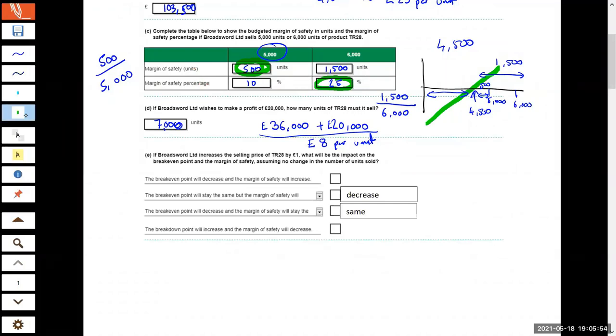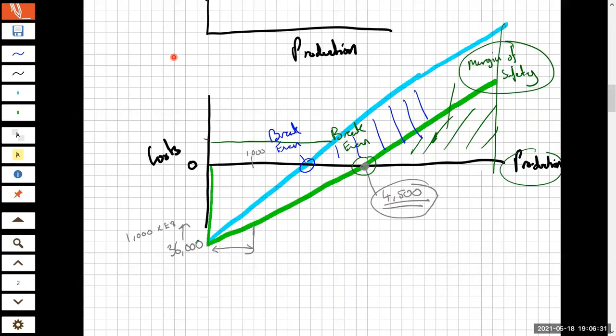Broadsword Limited increases the selling price of TR28 by £1. So that means the line is going to be steeper. Okay, it's going to be a steeper line with the contributions higher. We're contributing towards those fixed costs at a quicker rate, and we're making profit once we go beyond the break-even point at a quicker rate. Okay, what will be the impact on the break-even point and the margin of safety, assuming no change to the number of units sold?